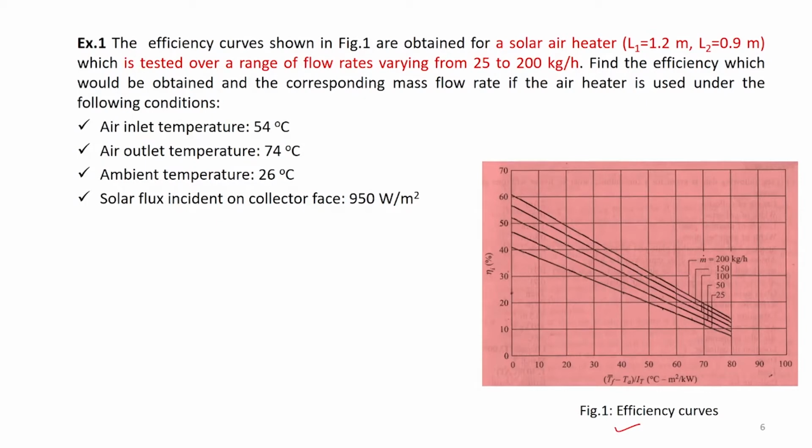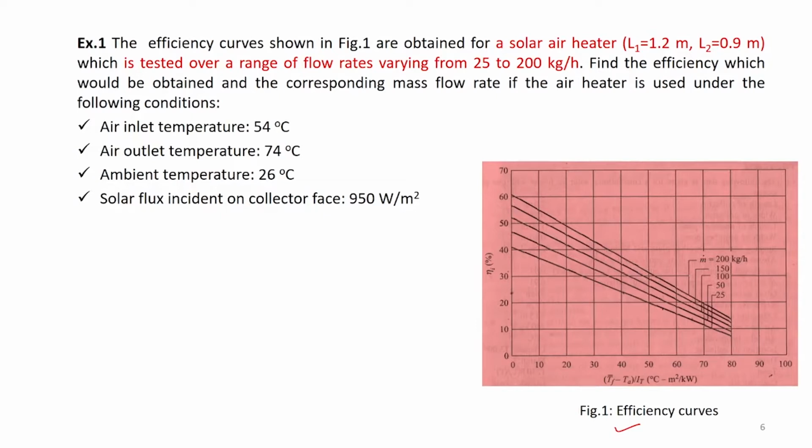We need to calculate the efficiency and the corresponding mass flow rate under conditions like air inlet temperature of 54 degrees C, air outlet temperature of 74 degrees C, ambient temperature of 26 degrees Celsius, and the solar flux incident on the solar collector face equal to 950 watt per meter square.